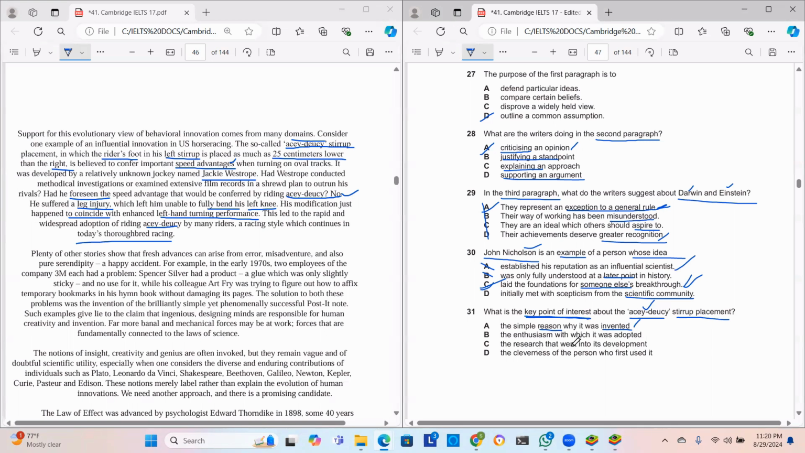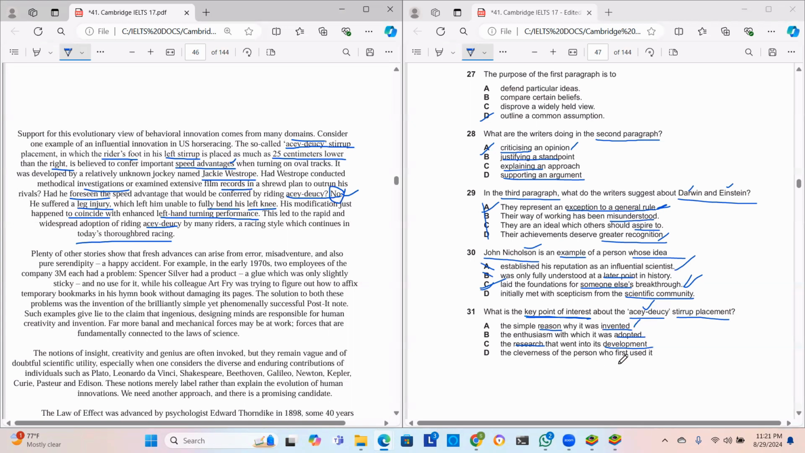The enthusiasm with which it was adopted. No, I don't think so. He did not talk about any enthusiasm. And the research that went into its development. Was there any research, guys? No, there was no research. See, had he conducted any methodological investigations or extensive film records? No, the answer is no. So there was no research at all. It was like pure coincidence, right?